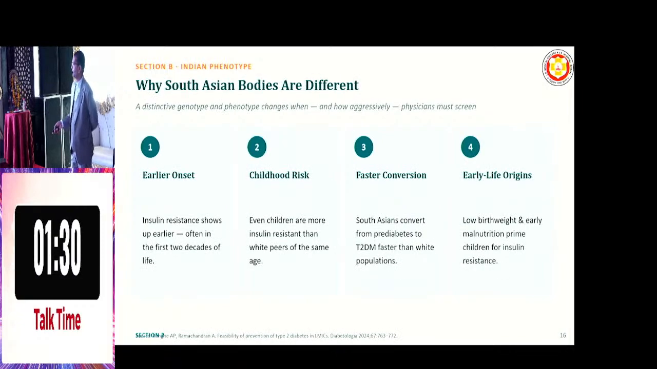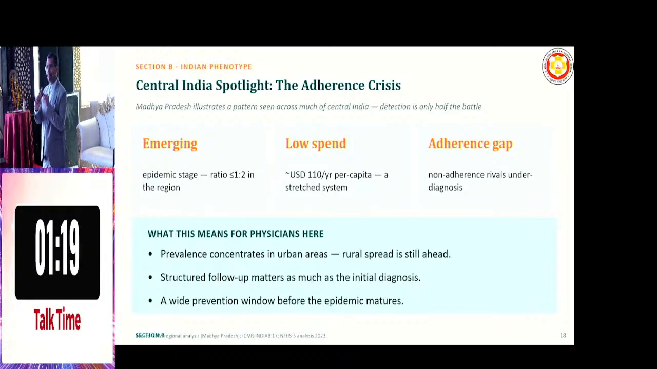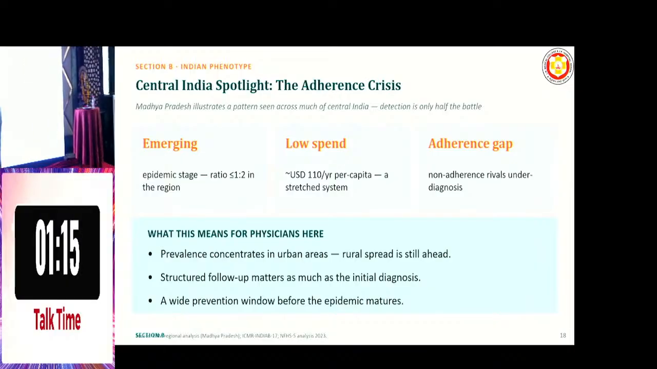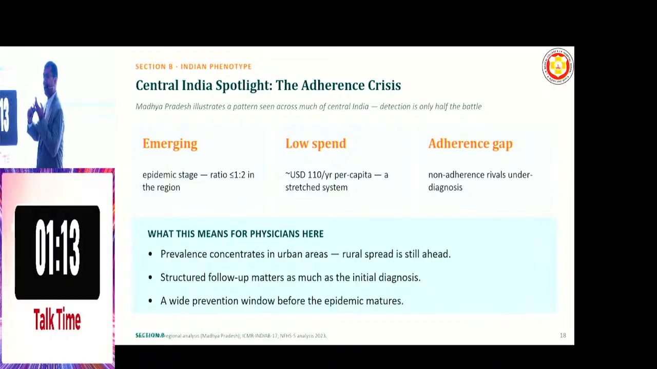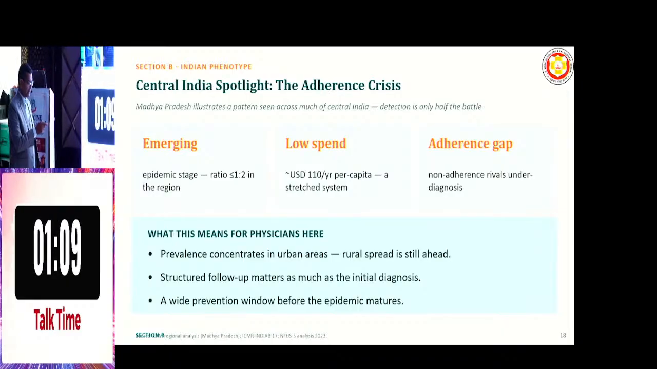I'll go a little fast. South Asian bodies are different because of multiple things. And Central India, the place where we are practicing, it's a special case, जहां awareness भी नहीं है, जहां पे infrastructure भी नहीं है, population तैयार भी नहीं है, acceptance भी नहीं है. और ऐसा केवल मैं नहीं कह रहा हूं, ये नेशनल फैमिली हेल्थ सर्वे का डाटा कह रहा है.